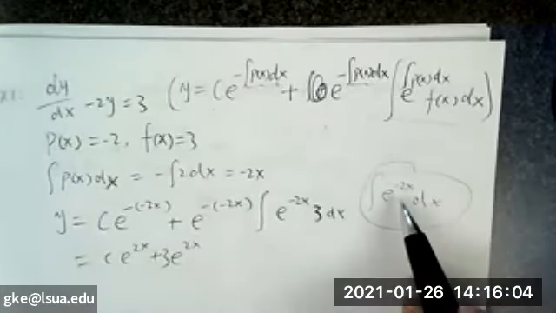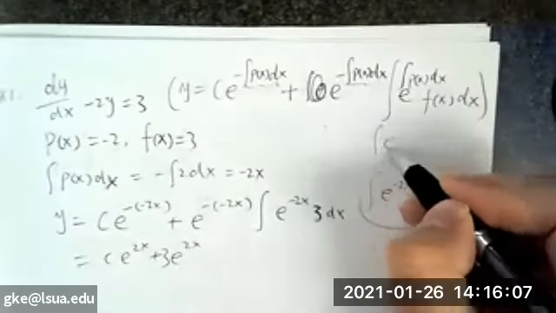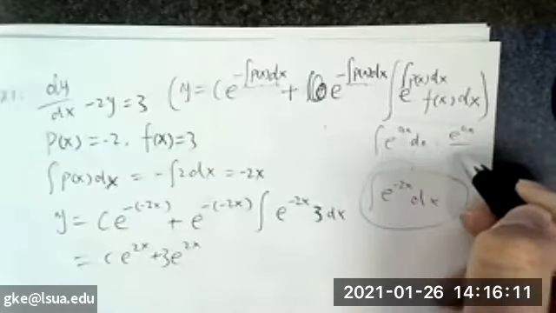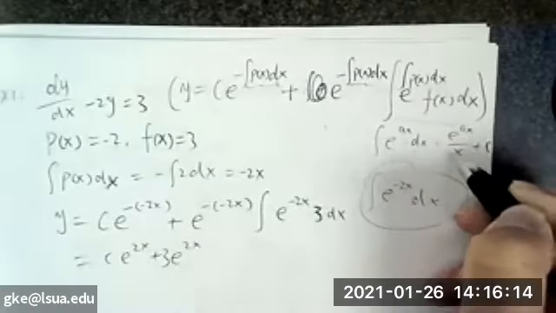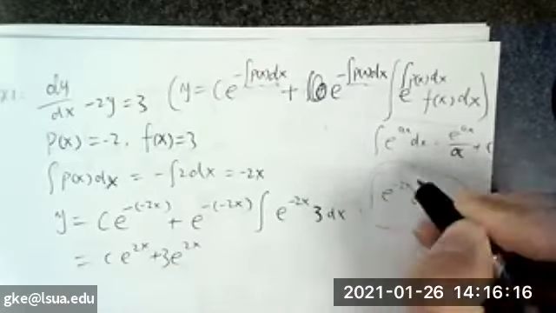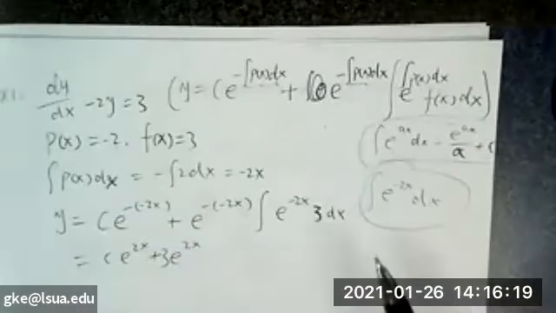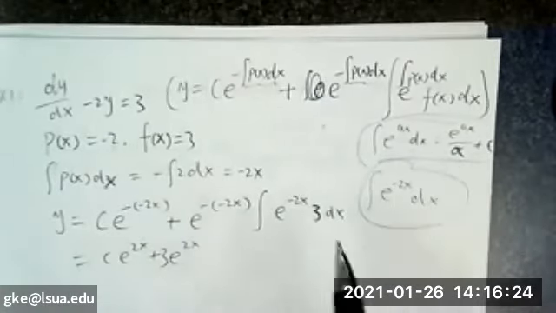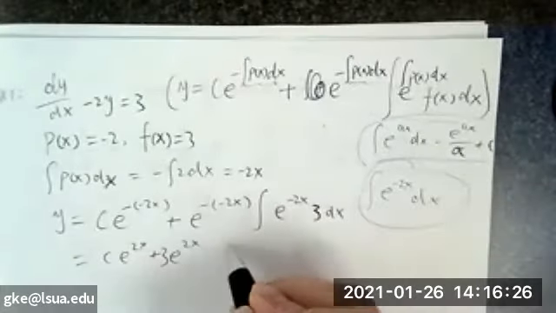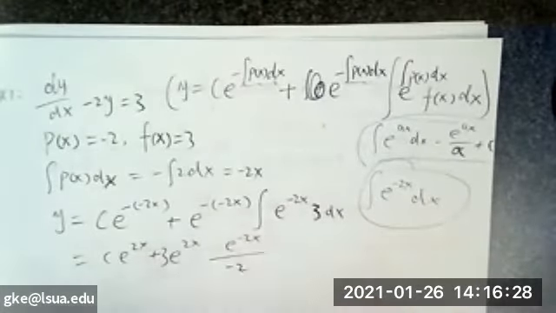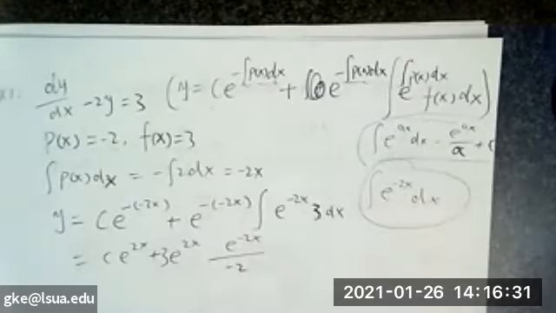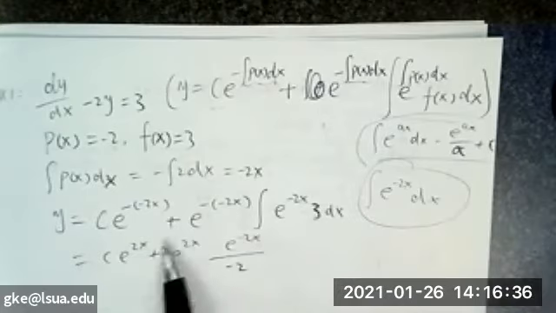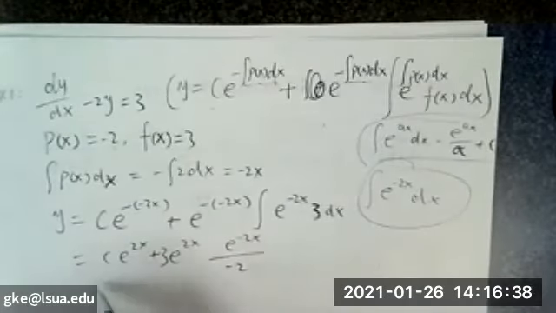How to solve the integral of this guy? I told you guys before, right? The antiderivative of this guy is divided by a. In the last class, I taught you guys that one should be here, right? Like that. So here the a is negative 2. That's the antiderivative of this guy. And the constant we put outside. Okay. So we can simplify it.